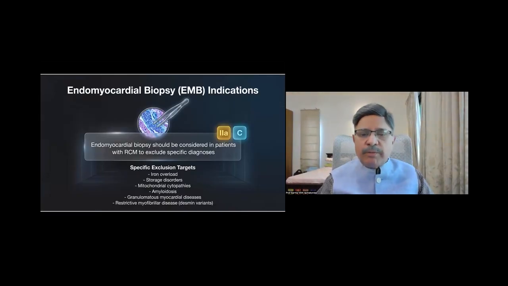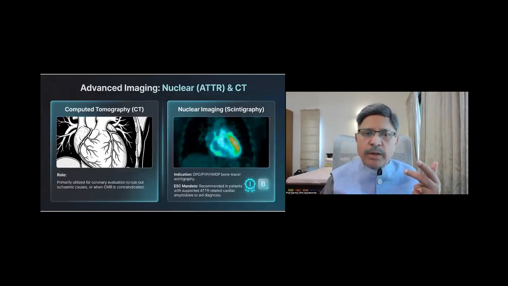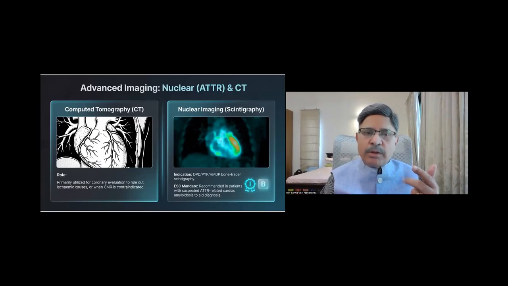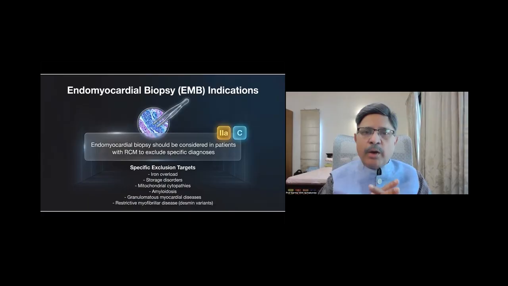Now, what is the fifth level of investigation? First, echocardiography. Second, cardiac MRI. After the cardiac MRI, what did we look at? Gadolinium enhancement, LGE, then the cardiac CT, then nuclear imaging, and finally endomyocardial biopsy. Endomyocardial biopsy should be considered in patients with restrictive cardiomyopathy to exclude a specific diagnosis. EMB is not a routine procedure. EMB is not required in all cardiomyopathies.